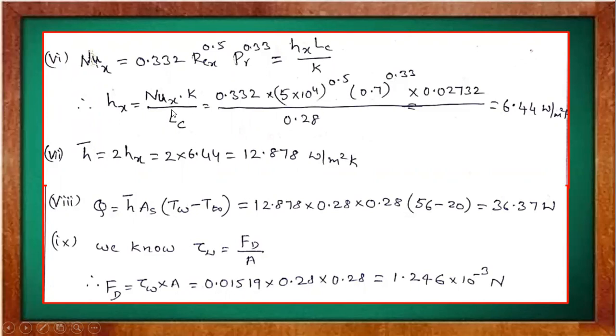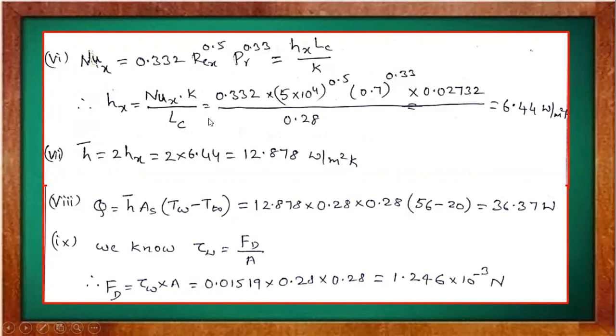This characteristic length varies, depending on the geometry, so it varies for a plate versus a tube. But for a plate, the characteristic length is the same as the length of the plate. And otherwise it is obtained by the expression 4A by P, which has been explained in my previous lecture.